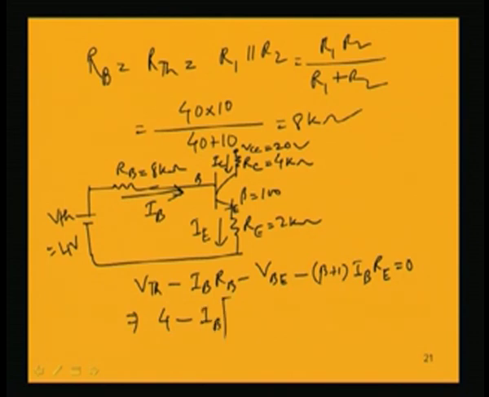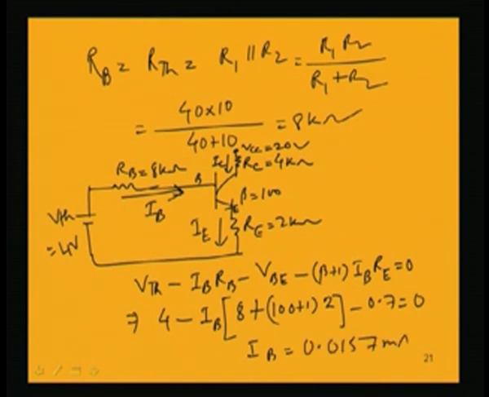So, for IB taken common, RB we have found out 8, 100 is the value of beta into RE is 2 K, minus 0.7. So, from this the value of IB will be equal to 0.0157 milliampere, 0.0157 milliampere.